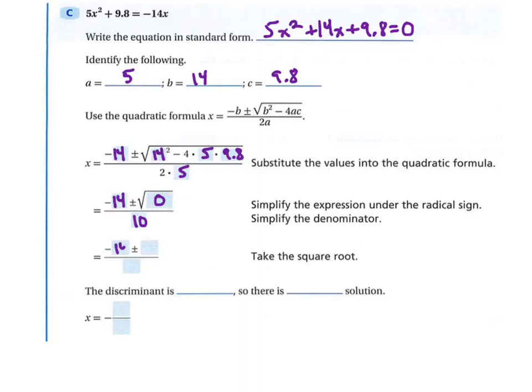And then we'll take the square root. Oh, look at that. Our discriminant is 0. That means we're only going to have one solution, right? Because plus or minus 0, right? So the discriminant is 0, so there's one solution. We just have negative 7 over 5.